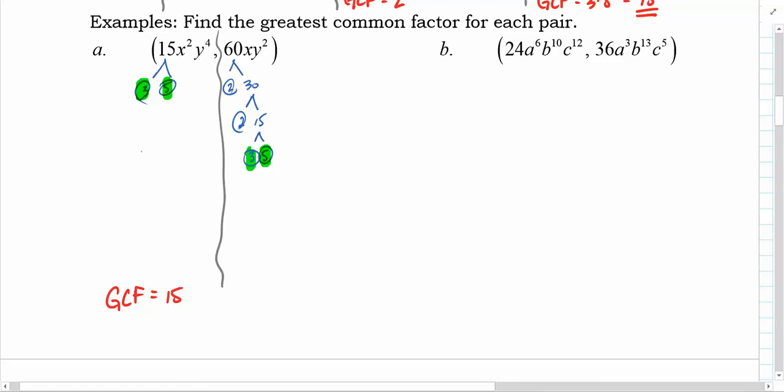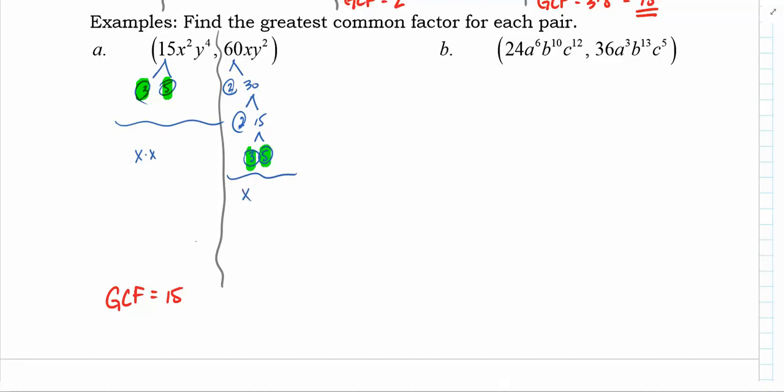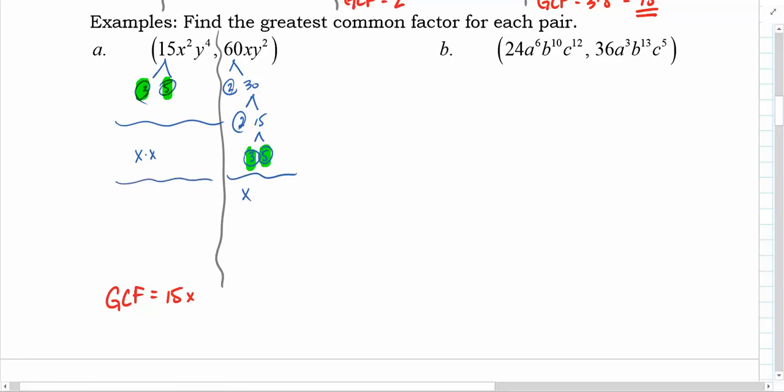Now again, I could list these out. This x squared is the same as x times x. And this x is just x by itself. So I can see that there is one x that's common to both. So I know x is part of my GCF. But the other rule or shortcut that we were just talking about a moment ago is that we could keep the smallest exponent that's common to both. So if I have y to the 4th power and y squared, the smallest exponent here is y squared.